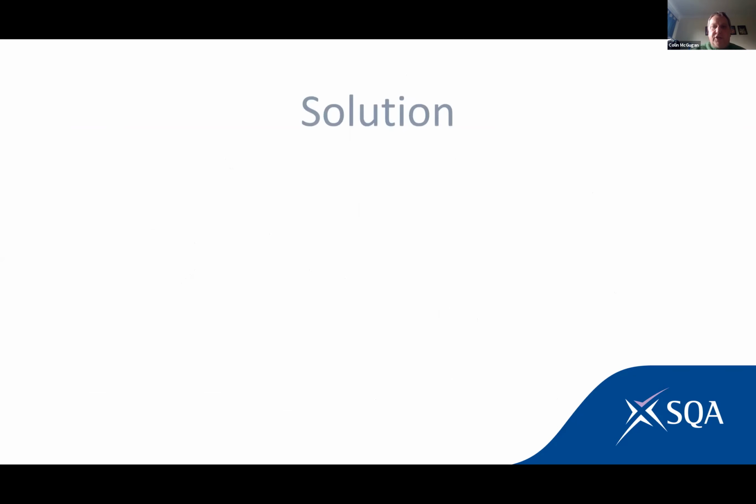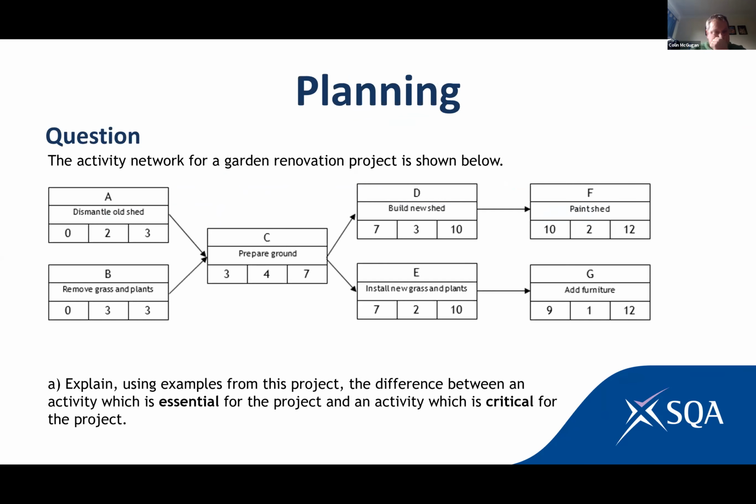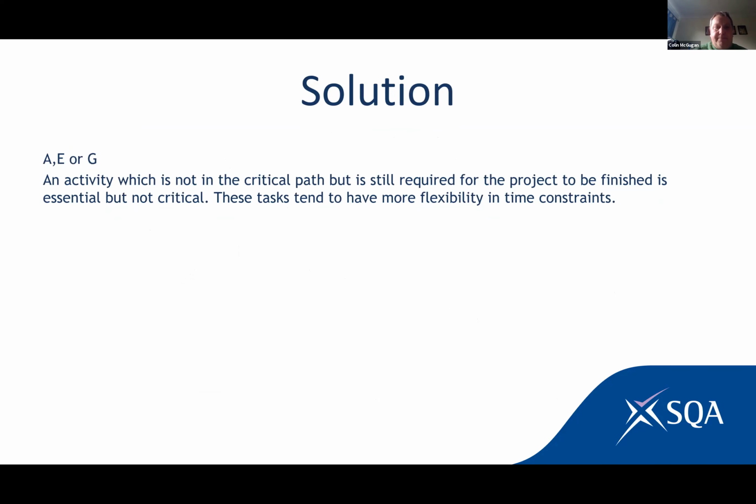Well, the solution for that is an activity which is not in the critical path but is still required for the project to be finished is essential but not critical. These tasks tend to have a bit more flexibility in the time constraints. So if we look back at the question, we would look at our critical path and pick the ones that are not in the critical path. So the answers for that were A, E, and G.